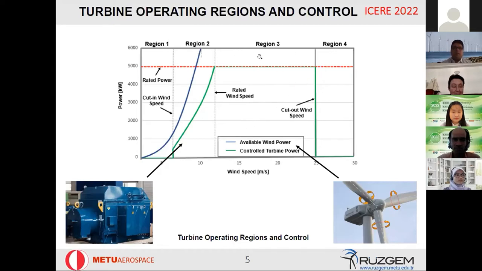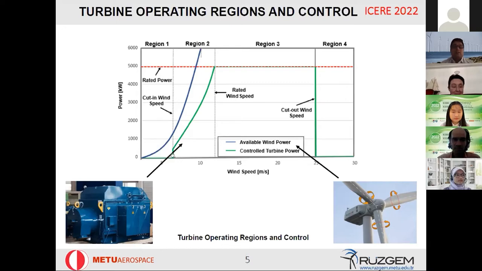For instance, this figure is given for a 5 megawatt wind turbine. The vertical axis is the power, the horizontal axis is the wind speed. You see the red dashed line gives the rated power of this turbine, the blue curve is the power available in the wind, and the green curve is the controlled power curve of this turbine.